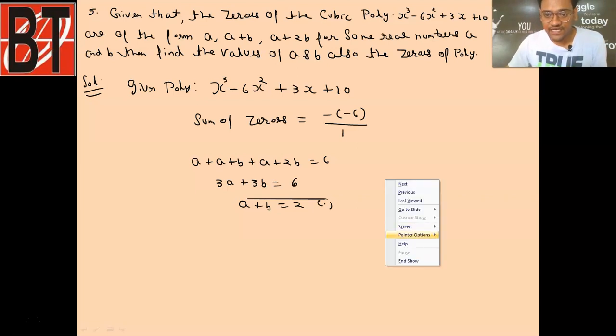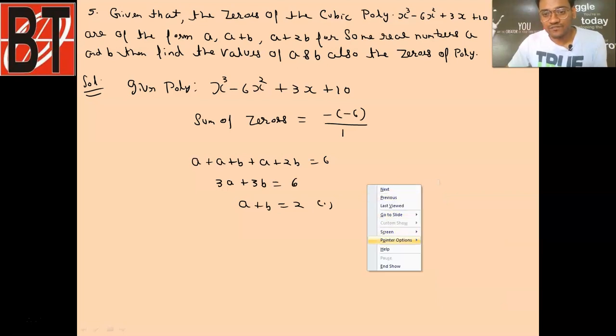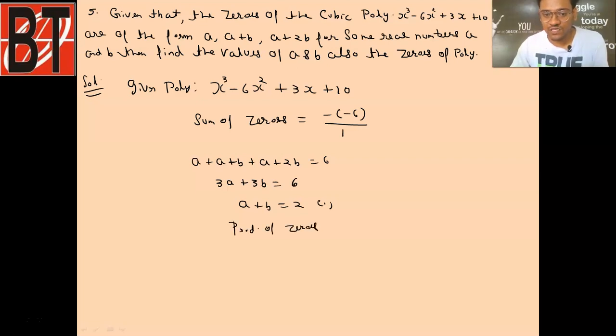Now students, the second relationship we can use, I'll be using the relationship of the product of zeros. Let me just write first, the product of zeros is nothing but minus d upon a. So the constant term here is 10 and a is 1, that is, the coefficient of x cube is 1. So the product of zeros will become what? It will become a into a plus b into a plus 2b is equal to what? Minus 10.